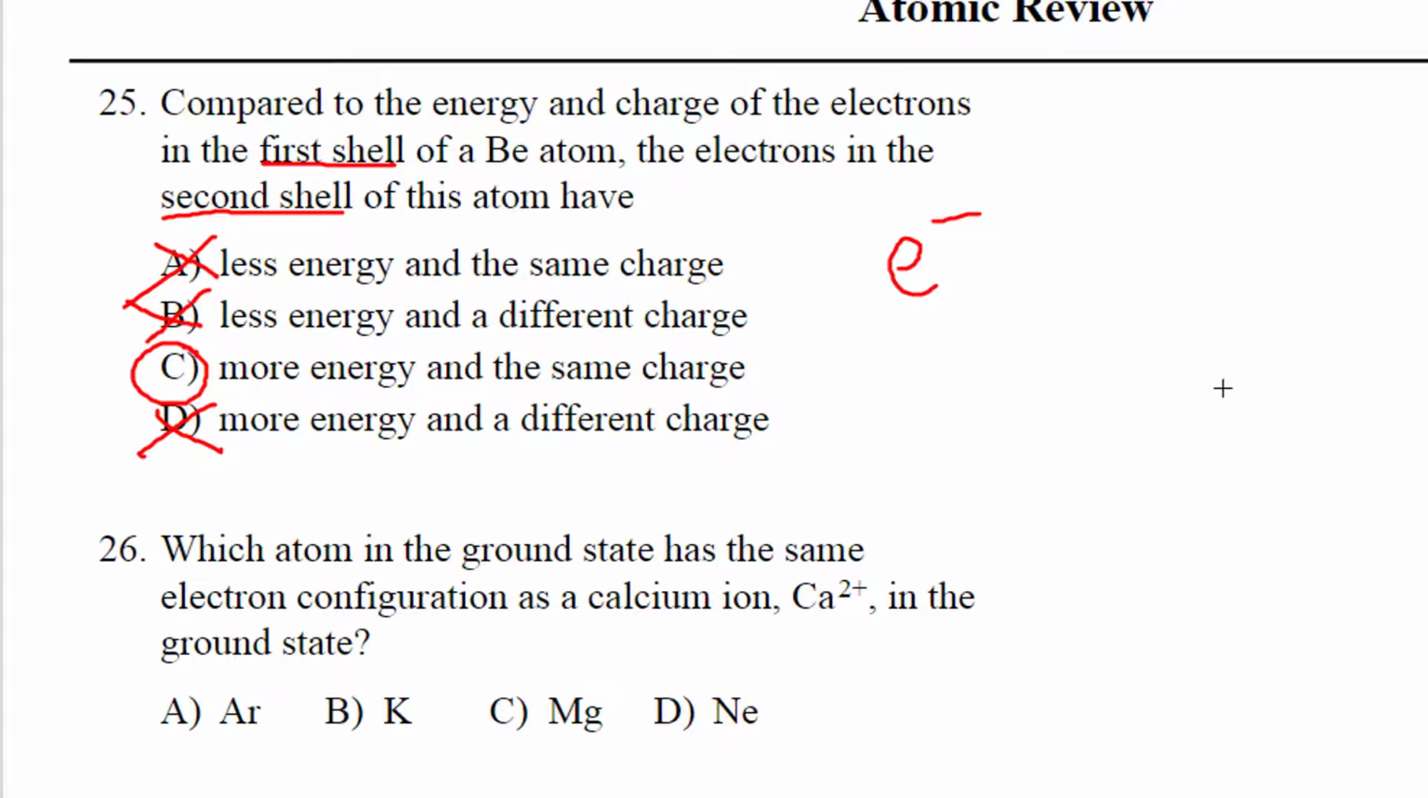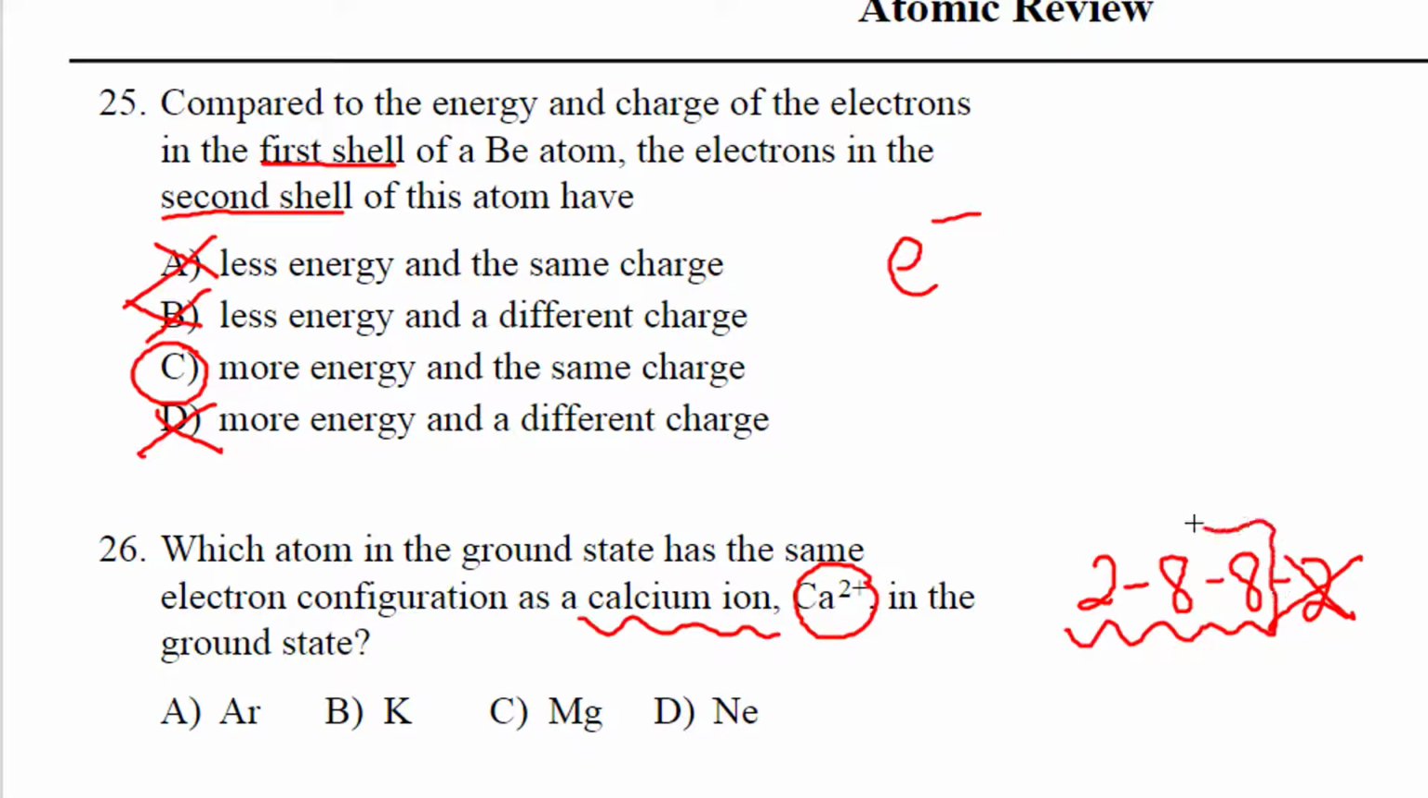Question 26. Which atom in the ground state has the same electron configuration as a calcium ion in the ground state? Is it A, argon, B, potassium, C, magnesium, or D, neon? Okay, so here we have a calcium ion with a +2 charge. To solve this, you definitely need your periodic table. If you look at calcium, calcium's electron configuration is 2-8-8-2. If it has a +2 charge in its ion, that means we lost those last 2 electrons, which means our configuration is now 2-8-8.